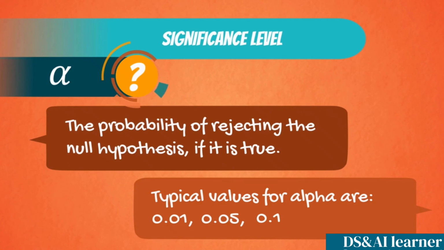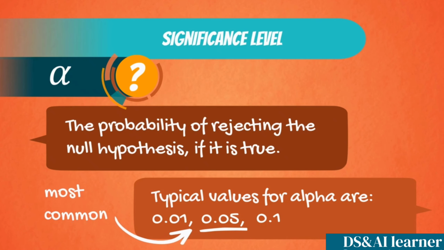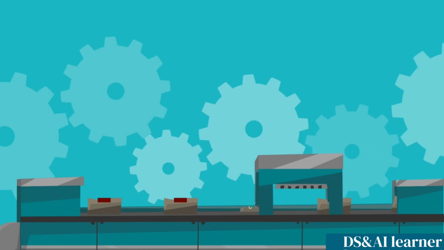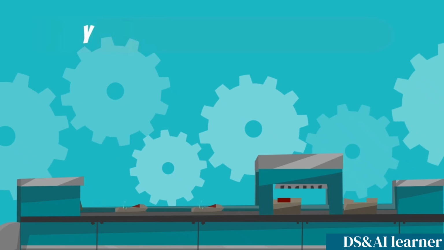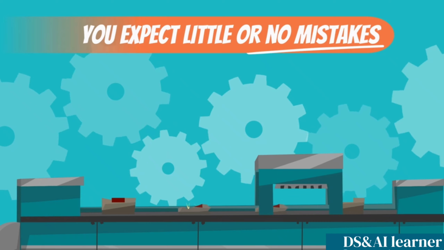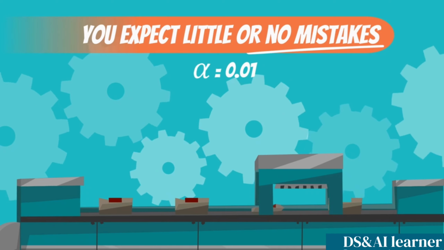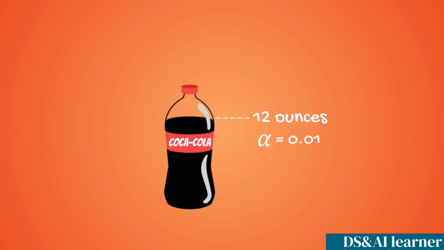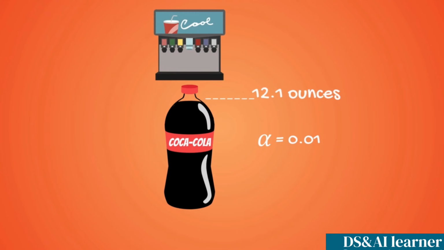In most cases, the choice of alpha is determined by the context you are operating in, but 0.05 is the most commonly used value. Let's explore an example. Say you need to test if a machine is working properly. You would expect the test to make little or no mistakes. As you want to be very precise, you should pick a low significance level such as 0.01. The famous Coca-Cola glass bottle is 12 ounces. If the machine pours 12.1 ounces, some of the liquid will be spilled and the label would be damaged as well.